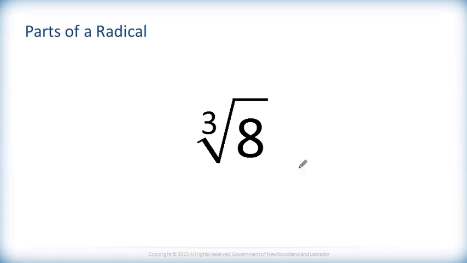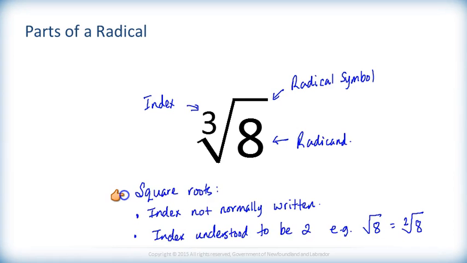Parts of a radical. You have here an index inside the little v part of what's called the radical symbol or radical sign. And under the radical sign is what we call the radicand. For square roots, though, there's a special case. The index is not normally written, but the index is understood to be 2. For example, square root of 8, we could write it with the index 2 if we desired.